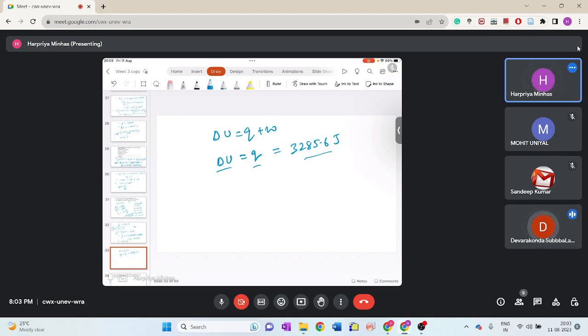Okay. Then what is the solution for this? What do you think? What is the solution for this? This is actually tricky to get the actual sign, but Sandeep wants to say something.